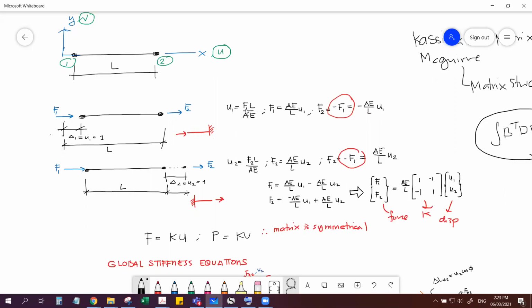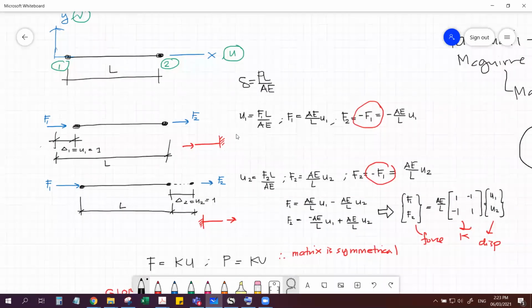So u1 is equal to F1 L over AE, from the basic strength of materials formula. We are used to knowing this formula as PL over AE, but here, since we are using F1 and F2, it's F1 L over AE. Now let's rearrange that. F1 is equal to AE over L times u1. By equilibrium, F2 is the negative of F1. Therefore, F2 is equal to negative AE over L times u1. Agree? Okay, so we're done with the first condition.